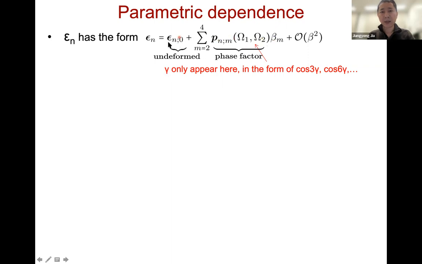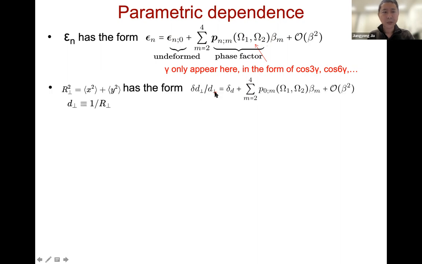It doesn't appear in the undeformed sphere. It should appear here because if beta equals zero, it doesn't matter what gamma value you put in. Due to the symmetry, it should always come like three gamma, six gamma, and so on. Now, if you look at the size fluctuation, because the size we're talking about is the second moment, this is naturally related to quadrupole deformation. But in general, you can do a similar expansion like this.